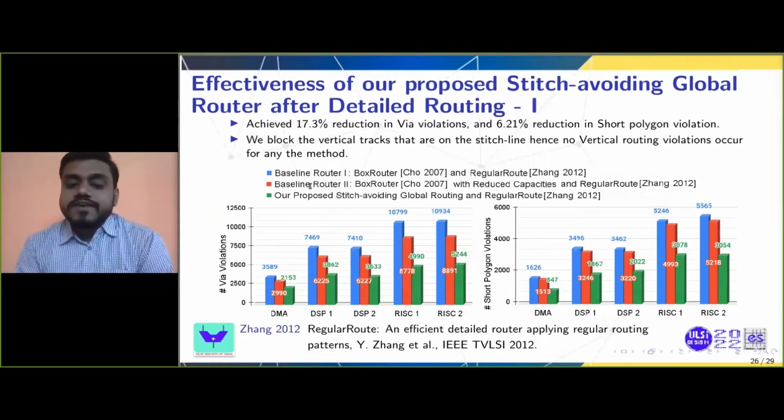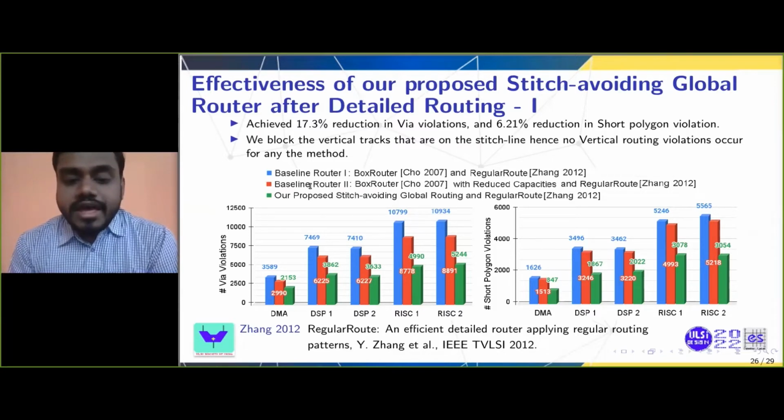Now, to show the effectiveness of our proposed stitch avoiding global router, we have performed detailed routing. For detailed routing, we have applied RegularRoute. Due to the unavailability of the source code of RegularRoute, we have implemented it ourselves. As the figure shows, our proposed stitch avoiding global routing followed by RegularRoute is able to reduce via violation by around 17% and short polygon violation by around 6%.